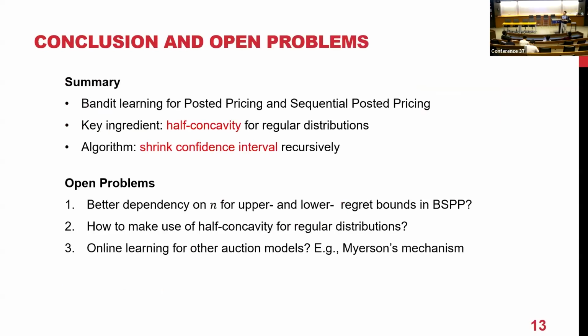Okay, so let me quickly wrap up my talk for today. In this talk, I presented bandit learning for posted pricing and sequential posted pricing. The main idea is to use half-concavity for regular distributions. And our algorithm is basically an interval shrinking algorithm. By doing this interval shrinking recursively, we can get a very good estimate of P star.